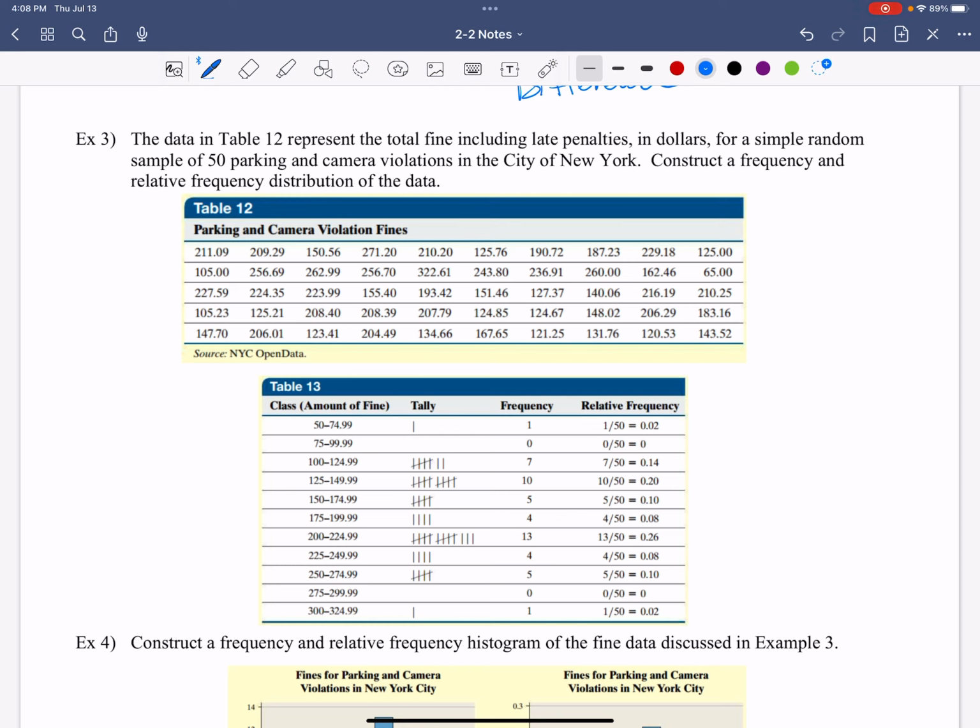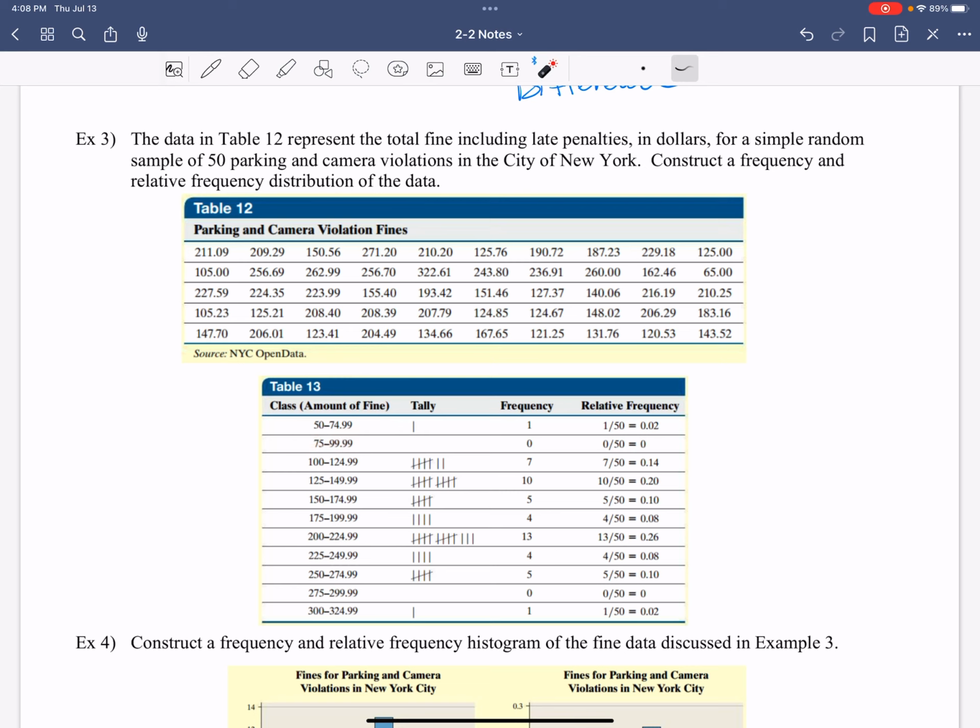So there's a lot of data. If I'm looking at this, we are not going to categorize 211.09. That gets its own category. 105 gets its own category. That's crazy. That is crazy. That's where we use classes or groups that we're talking about.